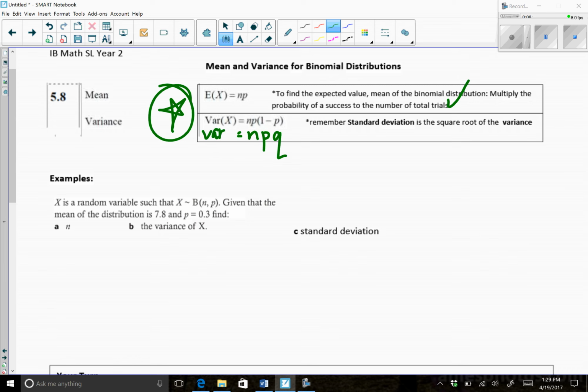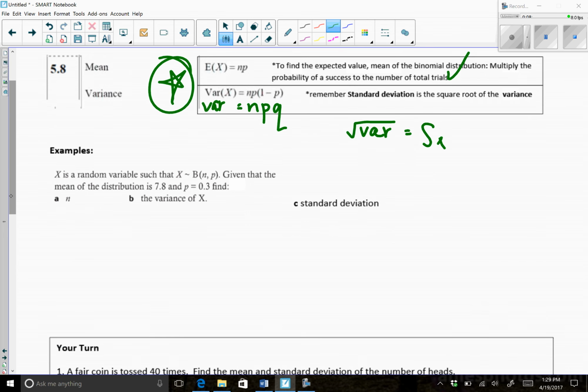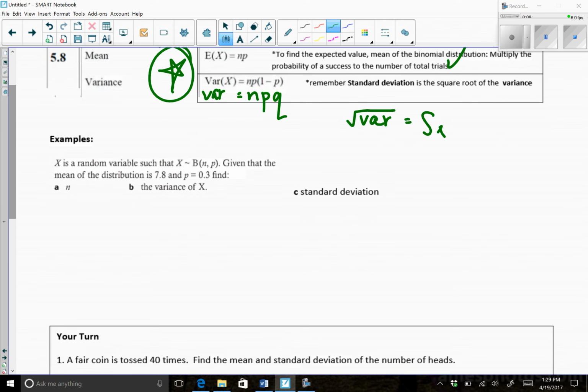And another quick note for you here is don't forget that variance is this. If I square root variance, I get standard deviation. So sometimes that's an important note for you to remember if they're asking you to find the variance or the standard deviation. So in this example, we're given a binomial distribution of a random variable. They're giving us the mean of the distribution is 7.8. They're telling us that the probability of the distribution is 0.3, and in part A of this question, they're asking us to find n, the number of trials it had taken.